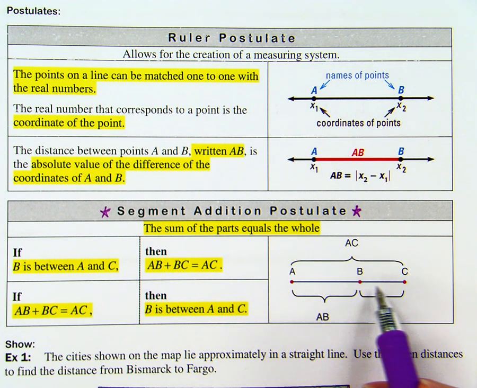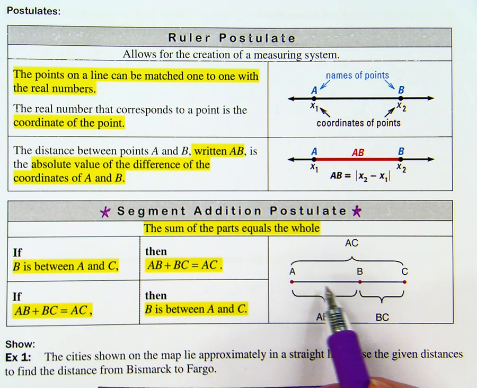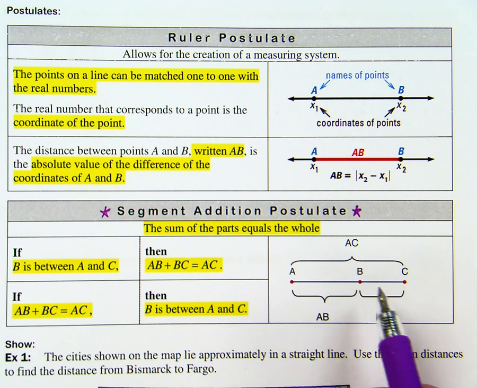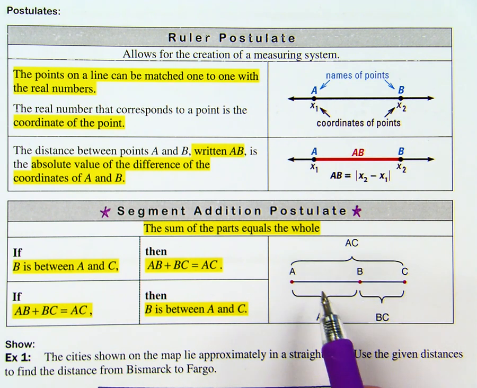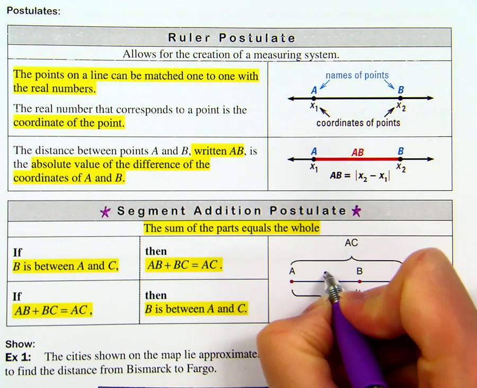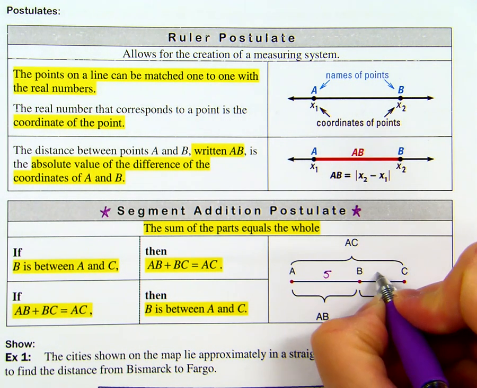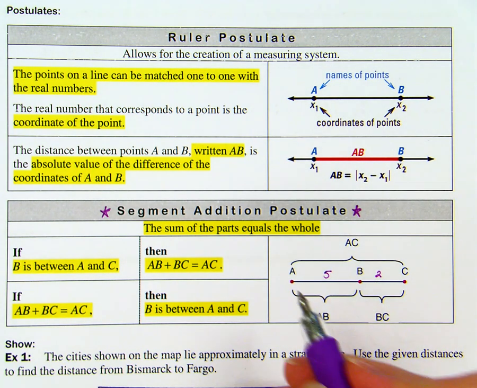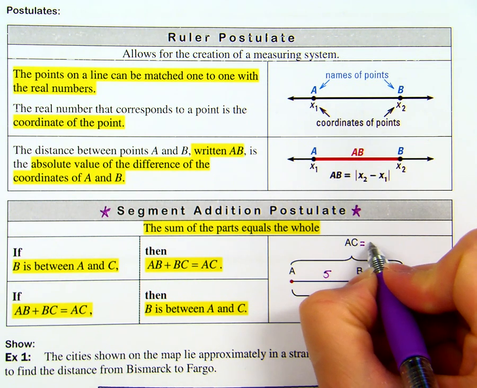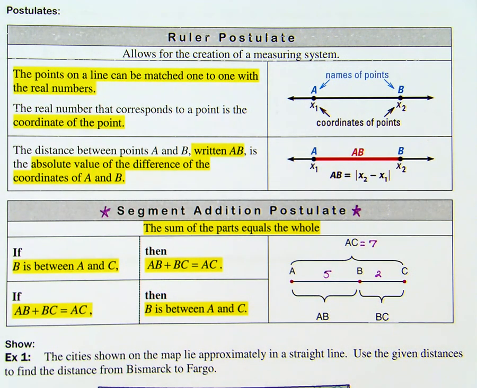If we were to look at this segment, and we look at the pieces that the segment is broken into, we have a piece AB, and we have a piece BC. Let's say AB has a length of 5, and BC has a length of 2. We know that we can combine these 2 lengths to get the total length of the full segment AC, which has to be 7. If we add up the parts, it has to equal the whole. That is the essence of the segment addition postulate.